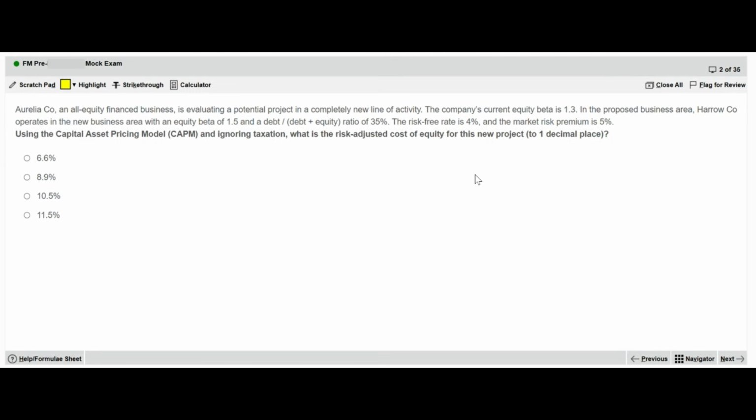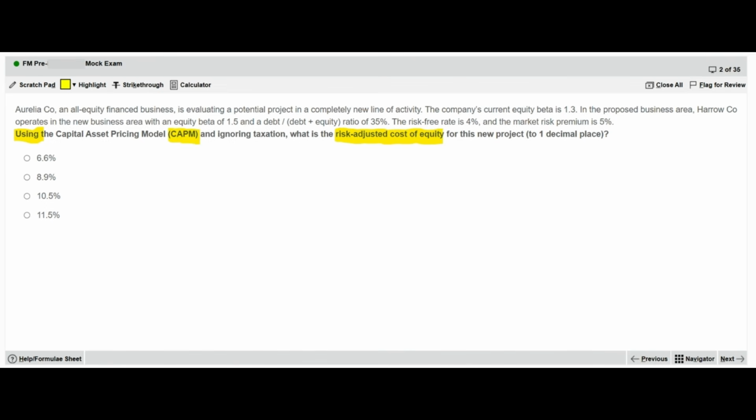Now, here we have the first question, and this question covers the topic of cost of capital, including the areas of beta asset, beta equity, that is the areas of the ungeared beta and geared beta. Now, let's have a look at the requirement here. The requirement here is: what is the risk adjusted cost of equity using CAPM?